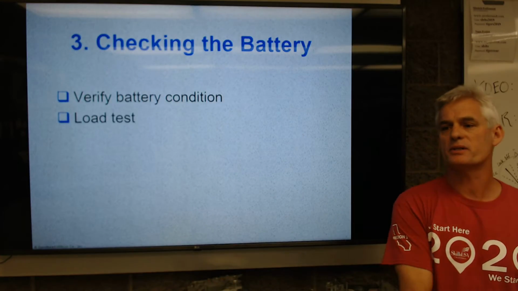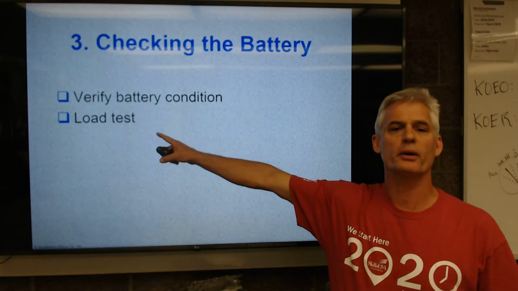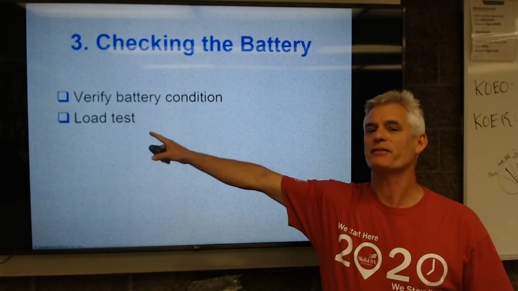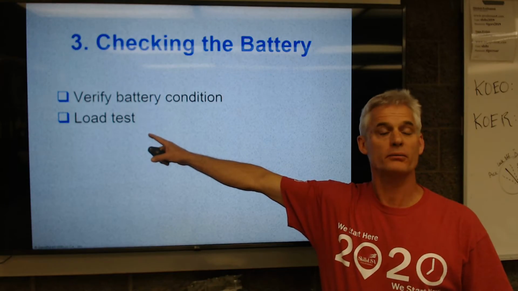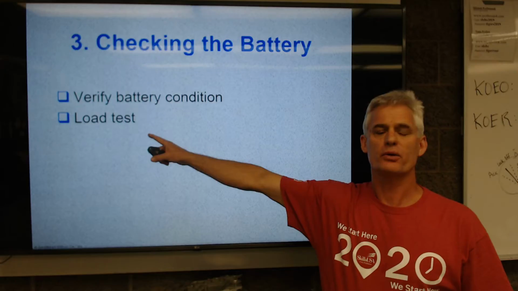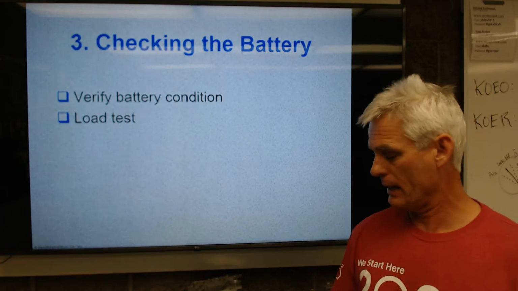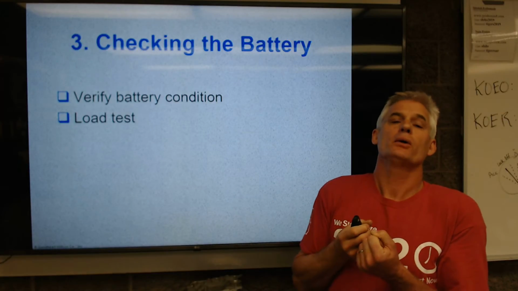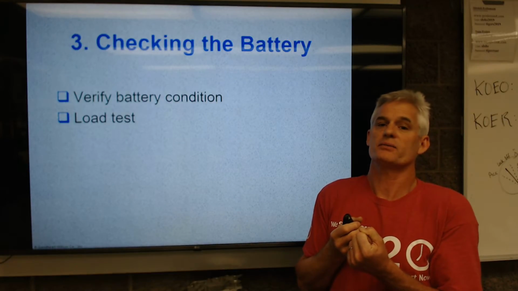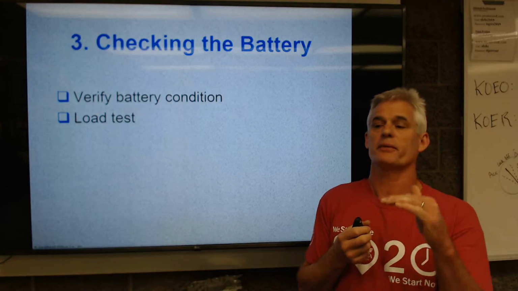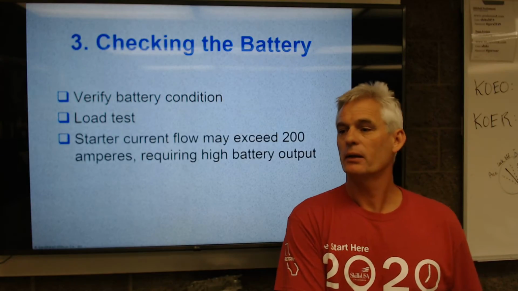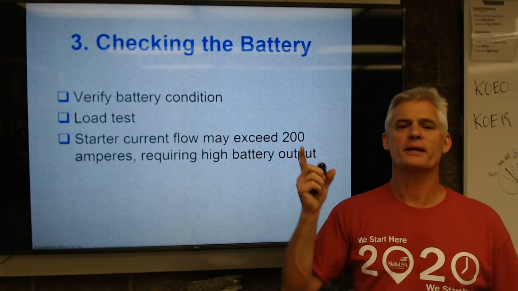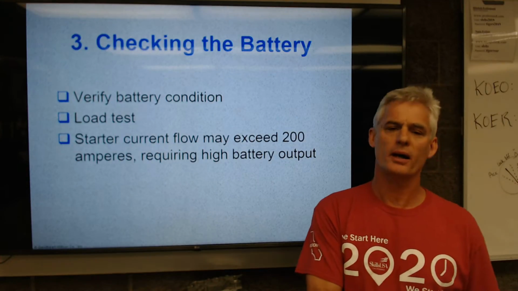Next, we can do a load test, which is kind of like putting you on a treadmill and seeing how you do under load. We're going to test the battery at half its cold cranking amp output, which is on top of the battery. So if it's a 600 cold cranking amp battery, we're going to test it at 300 cold cranking amps. We're going to pull that out with our load tester for 15 seconds and make sure the voltage stays above 9.6 volts. Starter current flow may exceed 200 amps, requiring high battery output.